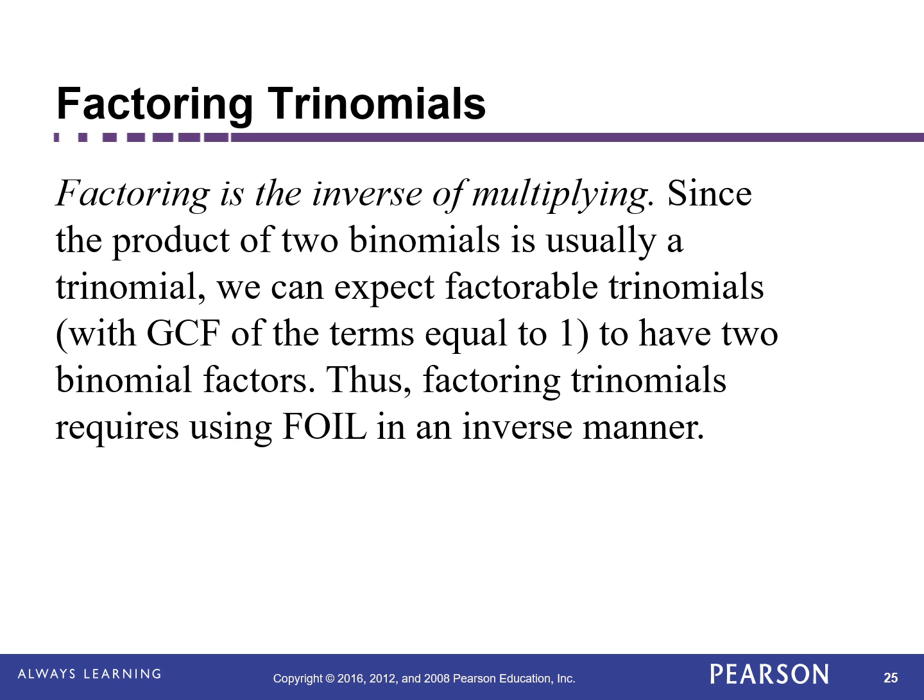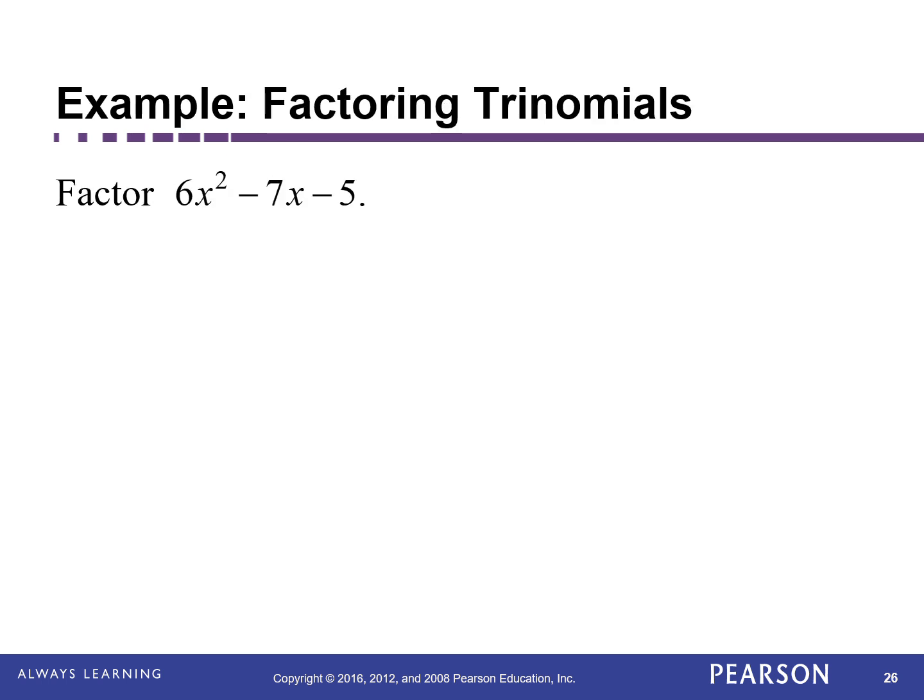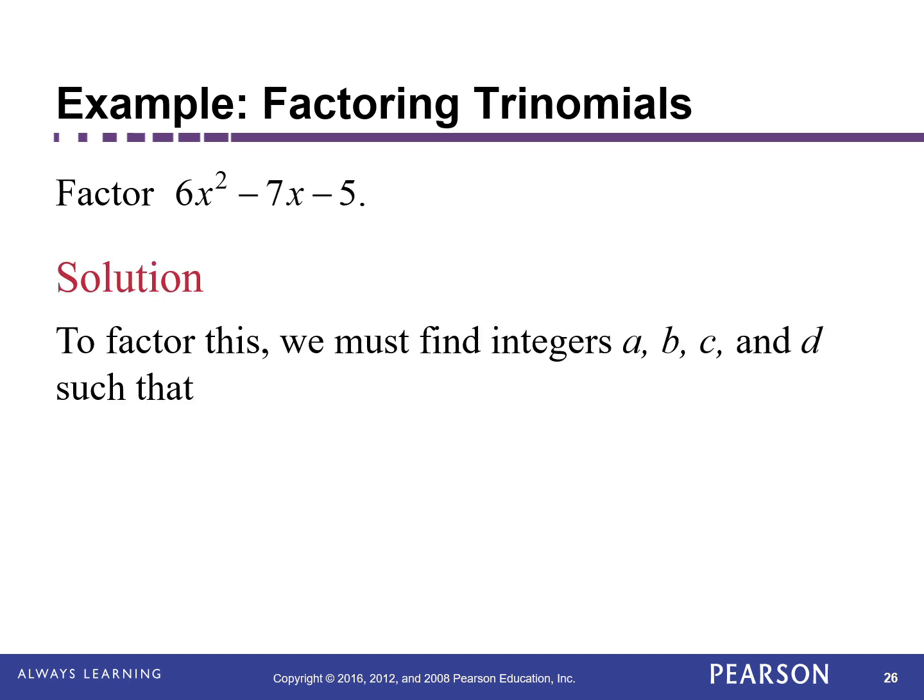Factoring is the inverse of multiplying. Since the product of 2 binomials is usually a trinomial, we can expect favorable trinomials with the GCF of the terms equal to 1 to have 2 binomial factors. Thus, factoring trinomials requires using FOIL in an inverse manner. So we want to factor 6x squared minus 7x minus 5. To factor this, we must find integers a, b, c, and d such that 6x squared minus 7x minus 5 equals ax plus b times cx plus d.